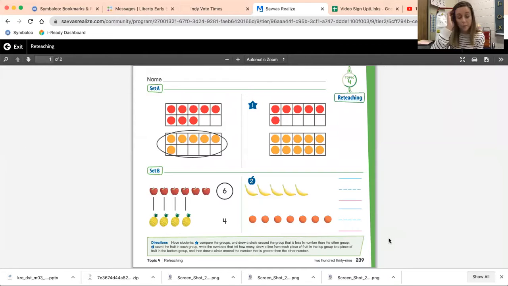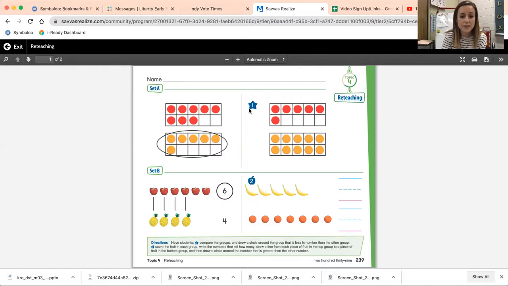So we are going to be reviewing comparing numbers up to 10. Remember, when we compare numbers, we've talked about 3 words. The first word is greater. That means that the group is bigger. The next group we've talked about is less. That means a group is smaller. And finally, we've talked about the word equal. That means the groups are the same. So let's look at these practice questions together.